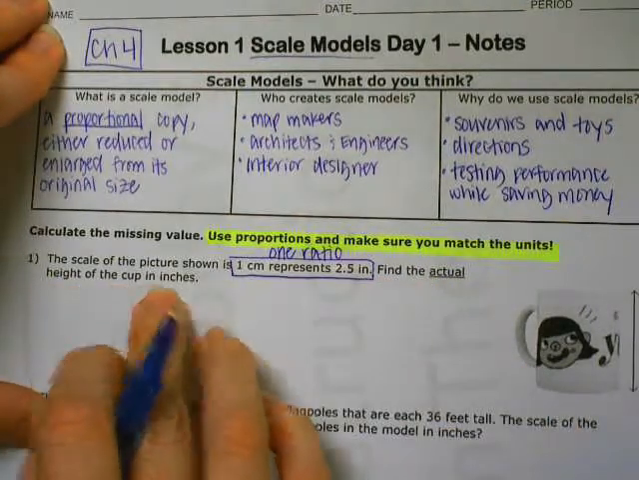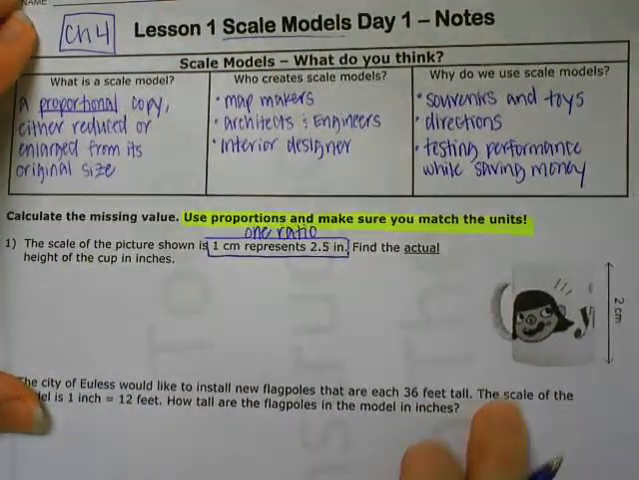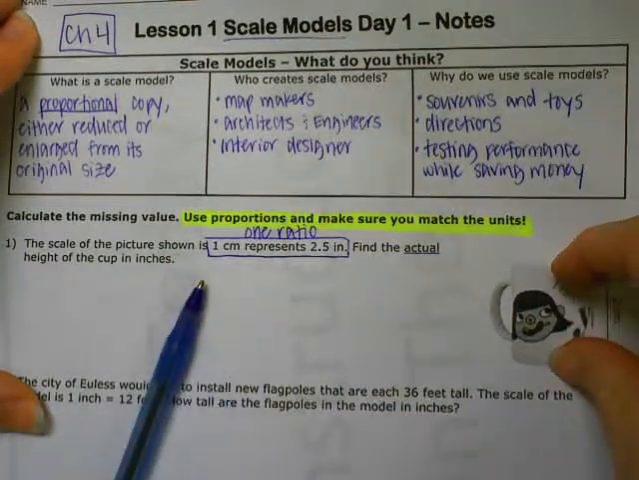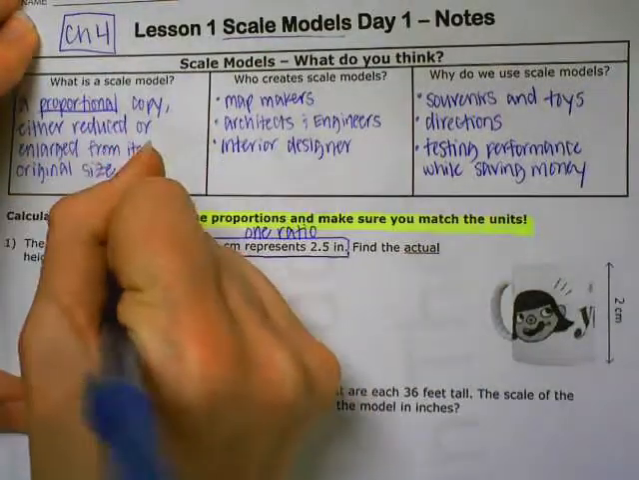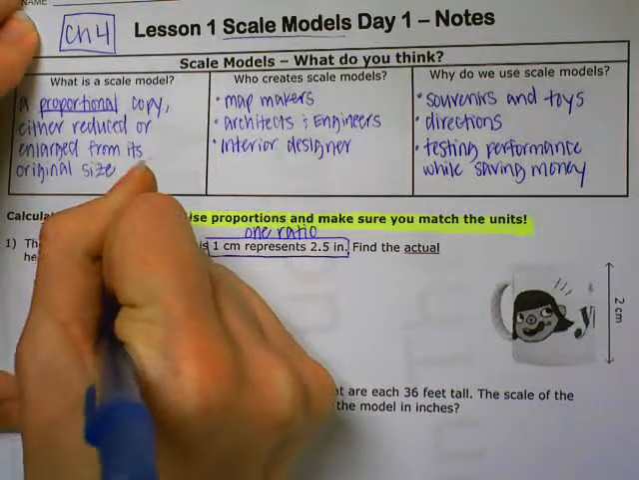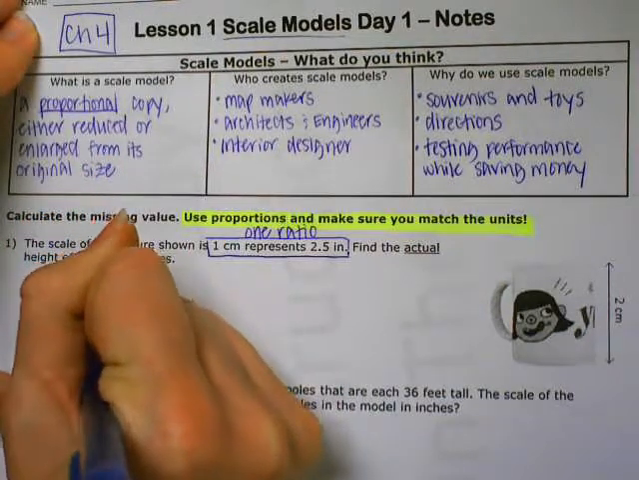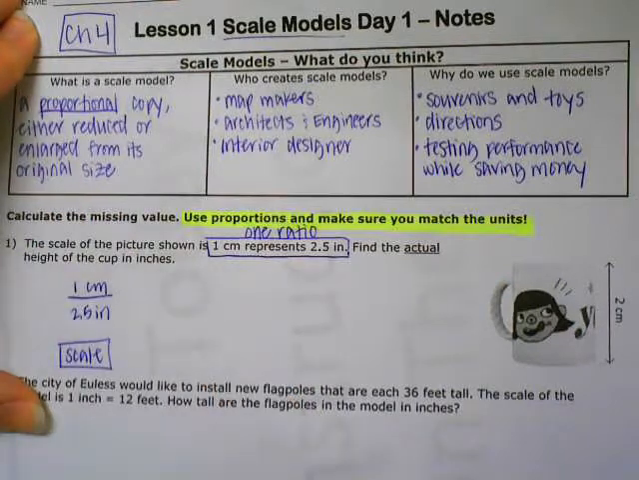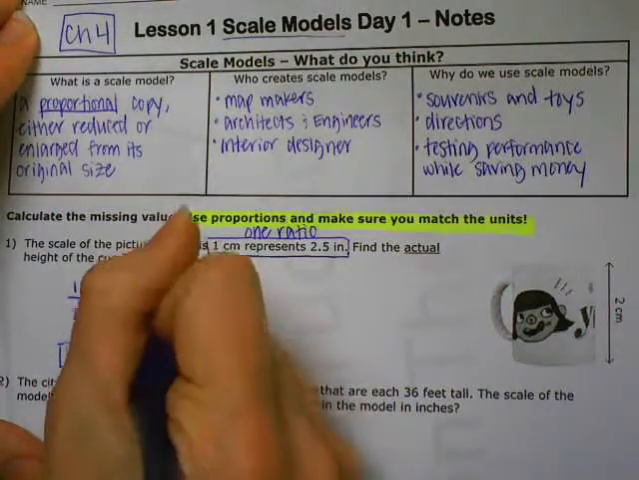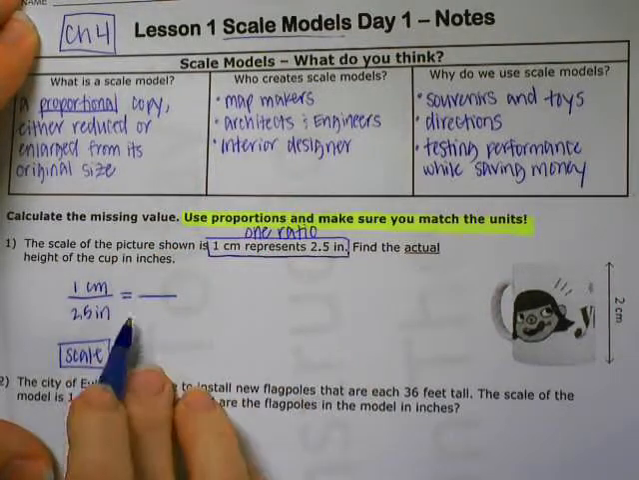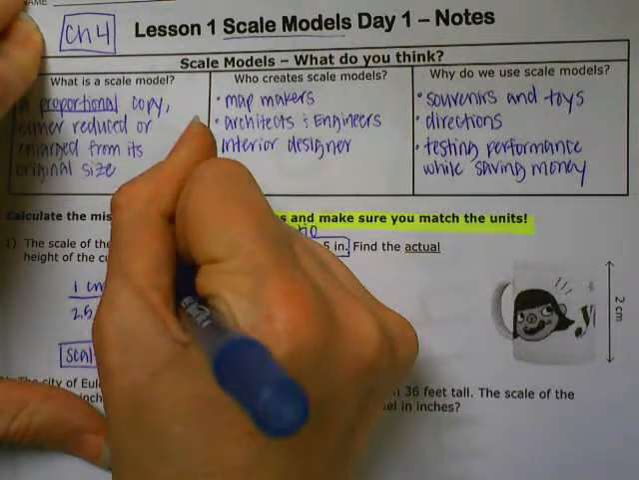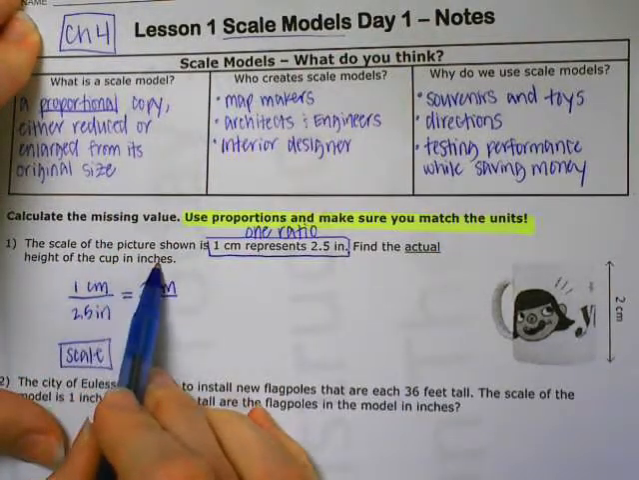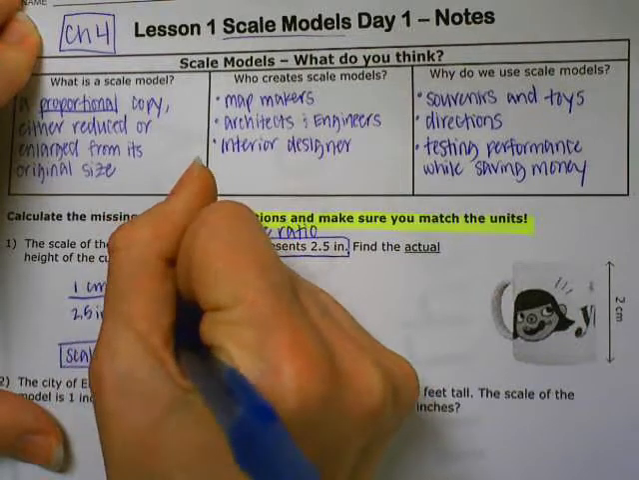We're going to find the actual height of the cup in inches. The cup on the paper is 2 centimeters. Obviously, I'm not drinking coffee from something that's tiny. We want to know what the actual height is. So I've got 1 ratio, 1 centimeter is equal to 2.5 inches. And if you want below it, you can write, hey, this right here is the scale. You don't have to write that, it's just an option. This is equal to 2 centimeters, and I'm trying to figure out how tall it is in inches. So I'll put my variable there.